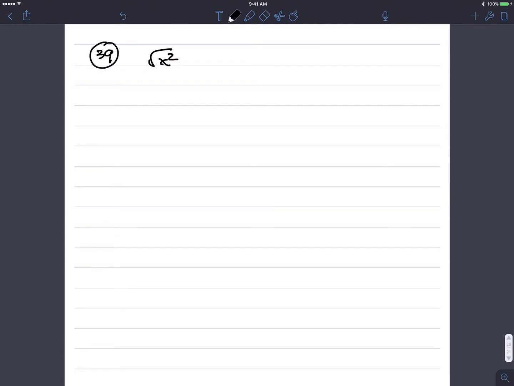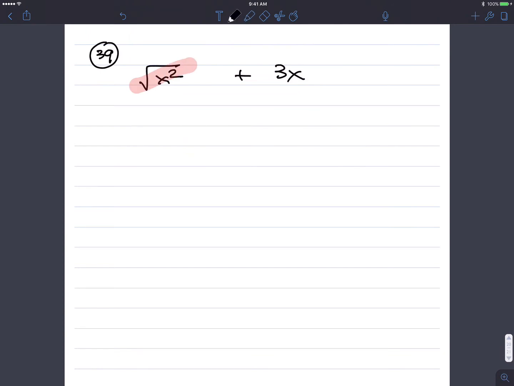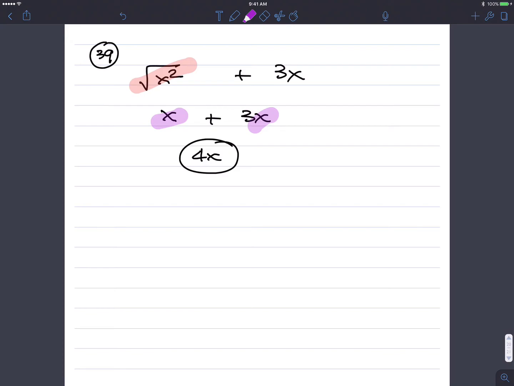39. The square root of x squared plus 3x. The square root of x squared can be simplified. The square root of x squared is x. So we have x plus 3x. I have one apple plus three apples gives us four apples by combining like terms. Remember, there's a 1 out here in front. So you have 1 plus 3 gives us the 4.